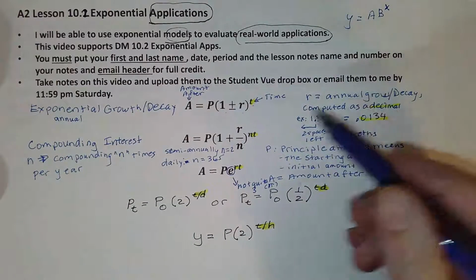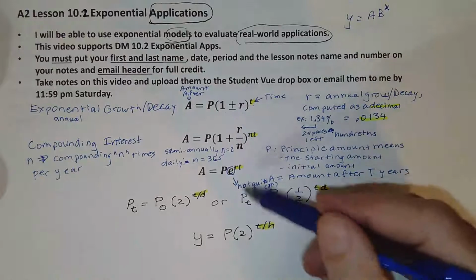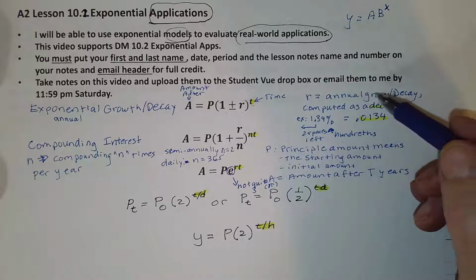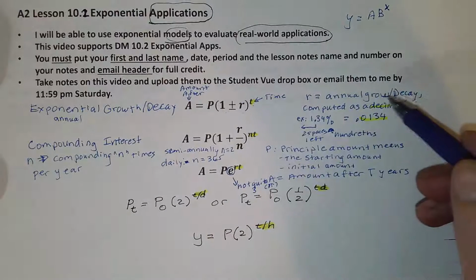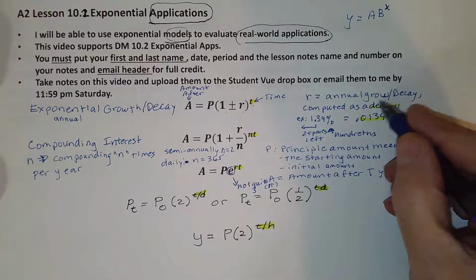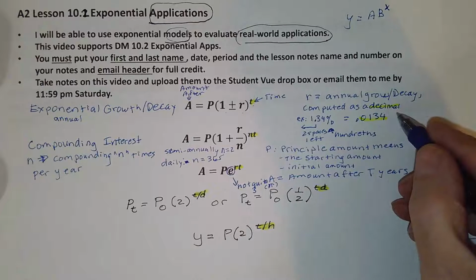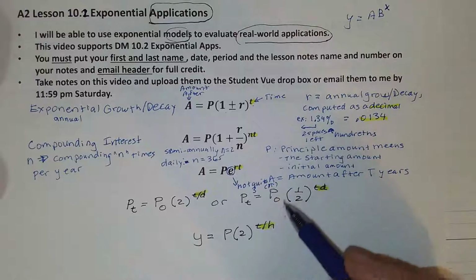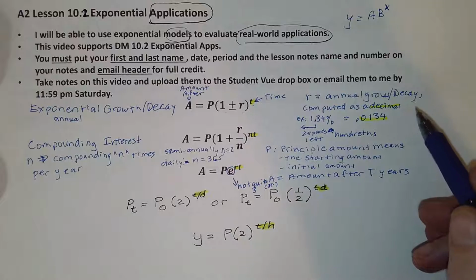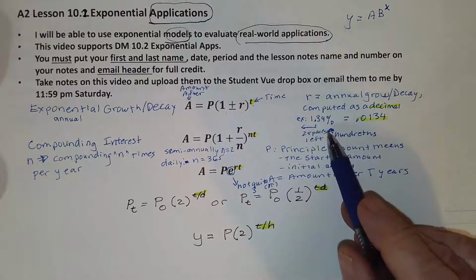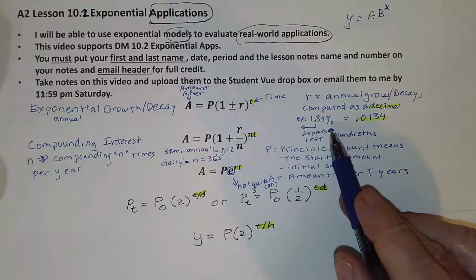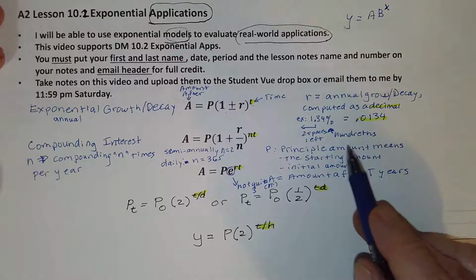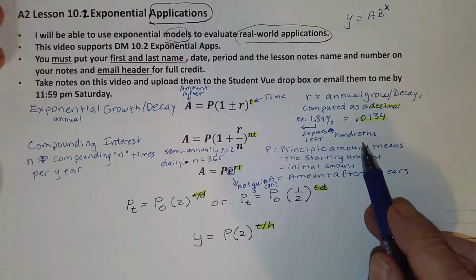And there are some common terms that apply to just about all of these equations. One is r. R is the rate, and in this case, for the first problem, it equals annual growth or decay computed as a decimal. And that's really true for all of these. Wherever you see it, that's what it is. And when you compute something as a decimal, the decimal itself means hundredths. So I've written hundredths here to remind you of that.